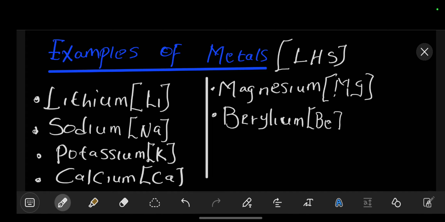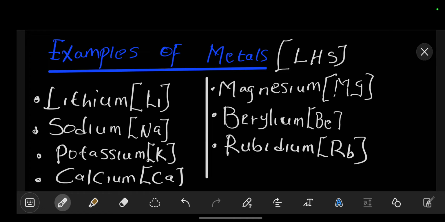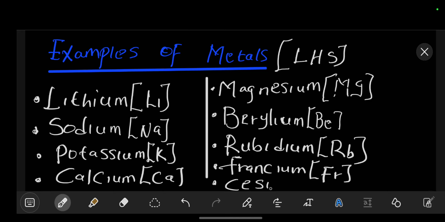Another good example of a melter is rubidium. Rubidium is also a melter, and the symbol for rubidium is Rb. So these are some of the most common examples of melters. Then another good example of a melter is francium, whose symbol is Fr. Then we also have cesium. Cesium is another good example of a melter. The symbol is Cs.